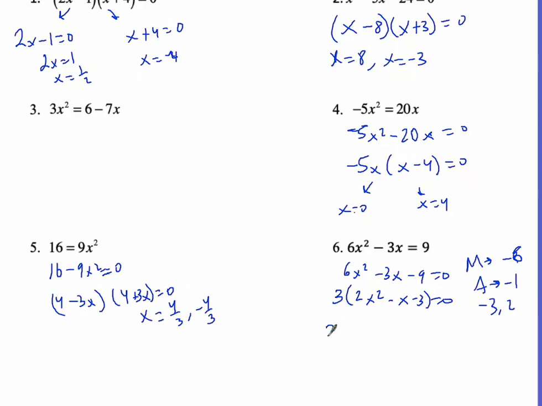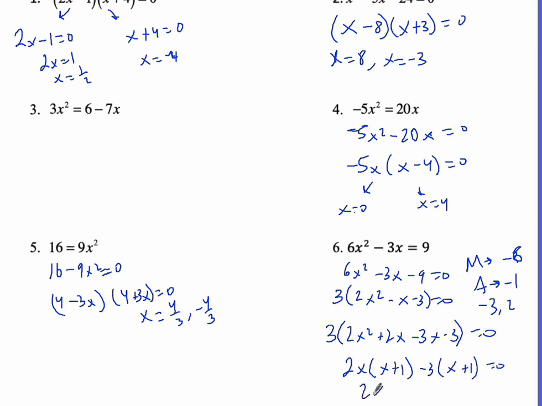Okay, so we'll split the middle term. 2x squared plus 2x minus 3x minus 3. Actually, it's an equation, so we can divide both sides by 3, so we don't even need to write the 3 anymore. So we can factor out 2x from this. And then we get 2x minus 3, x plus 1 equals 0. That means x equals 3 over 2, or x equals negative 1.